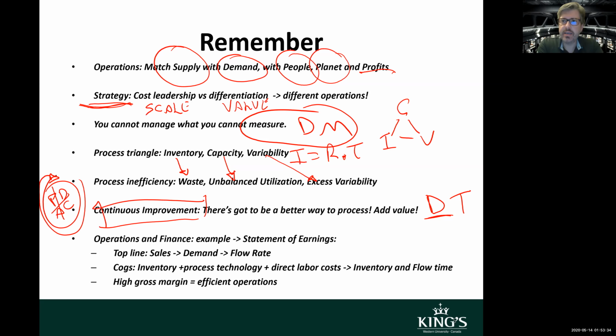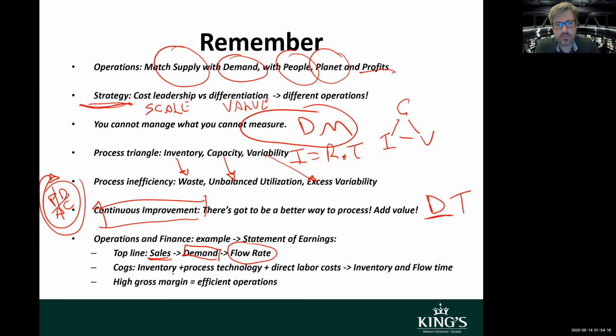And last but not least, operations and finance are linked intimately. So if you look at the statement of earnings, the top line in the statement of earnings is sales. Sales is nothing more than a demand realized in a certain time period. So units per month or units per quarter or whatever it is that you have in terms of sales, that represents your flow rate. And then you go to cost of goods sold, which is the line immediately below in your statement of earnings. What is it that is inside cost of goods sold?